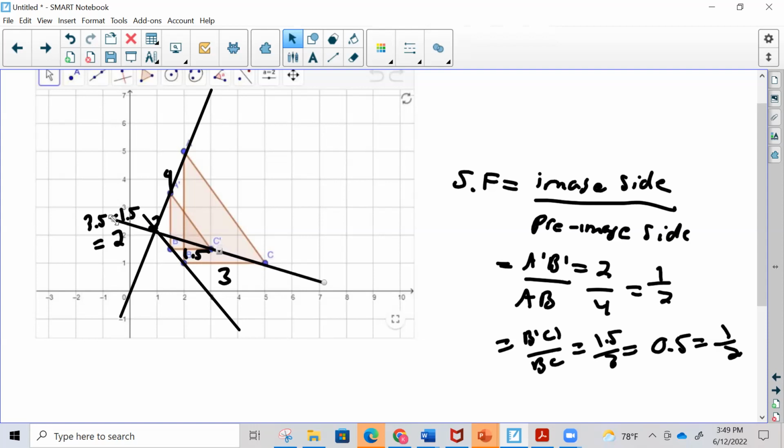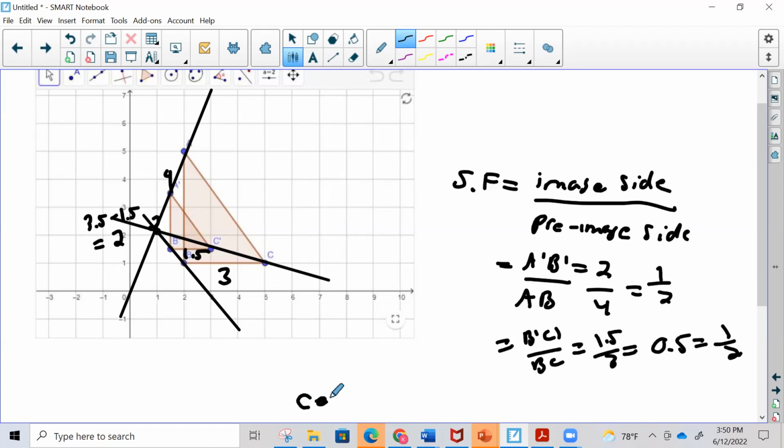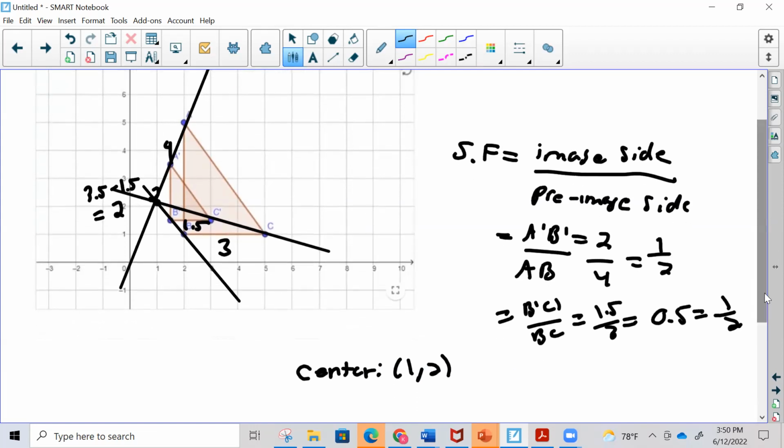And you're just going to go as close as you can. So when you draw it, it should be at whole numbers or integers. So here, the closest it looks like is from 1, 2. So the center here we would say is 1, 2 of dilation.